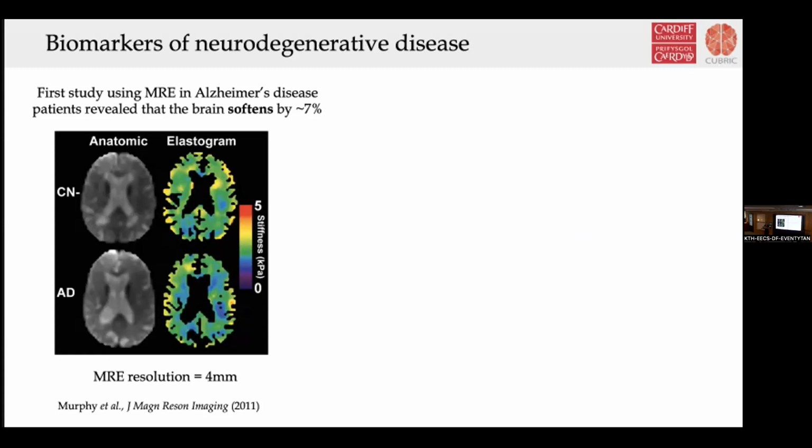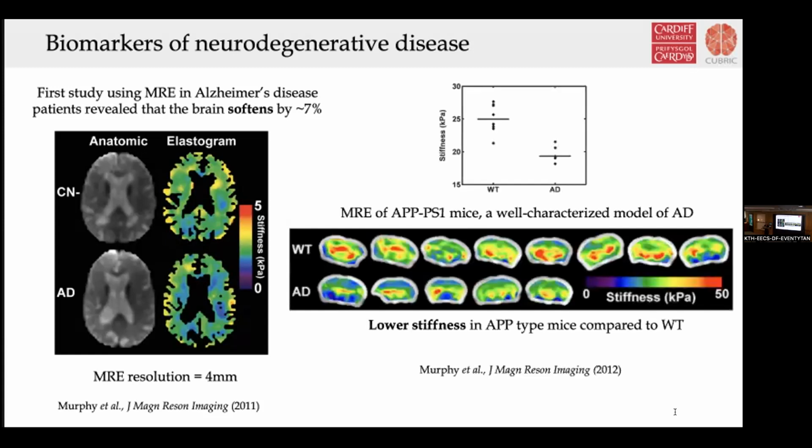So it's suggested that MRE may be more sensitive to the downstream neurodegenerative effects, and that lower stiffness may reflect degradation of the extracellular matrix, loss of normal cytoskeletal architecture, and/or altered synaptic connectivity. And then a year later, the initial observation in humans was replicated in a mouse model, in which the brain stiffness of APP-PS1 mice was lower compared to wild-type mice. So I think that gives some confidence in what we're seeing.